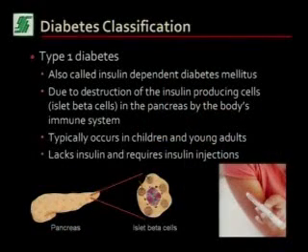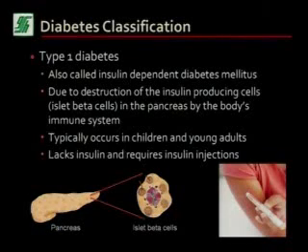So a little bit about the diabetes classification. In simple words, there are two major types of diabetes, type 1 and type 2 diabetes. Type 1 diabetes is also called insulin-dependent diabetes. And this commonly occurs in younger people, in children and in young adults.